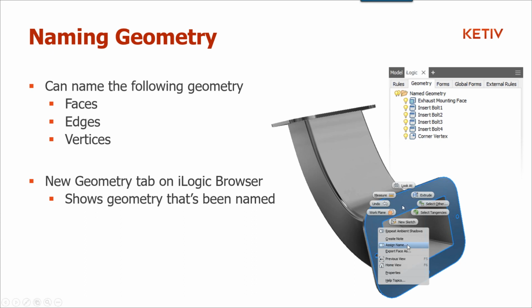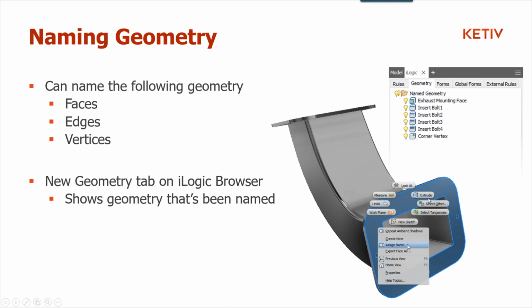So really just by right-clicking any face, edge, or vertex inside of Inventor now, you have this new option called Assign Name. And when you click on that, a little dialog box will come up and it will let you name this face or edge or vertex, anything that you want. And I'm actually going to show how that works.